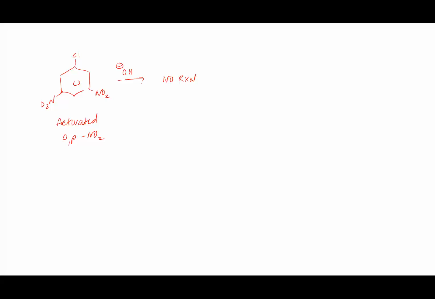It would just substitute for the chlorine, and the mechanism would change, right? It would go through a benzyne. So if I raise that to 350 degrees, if I did that reaction now at 350 degrees Celsius, my intermediate would be the benzyne.